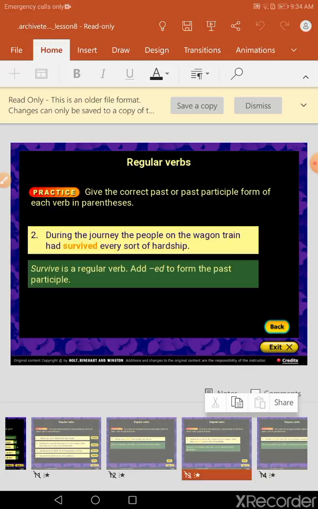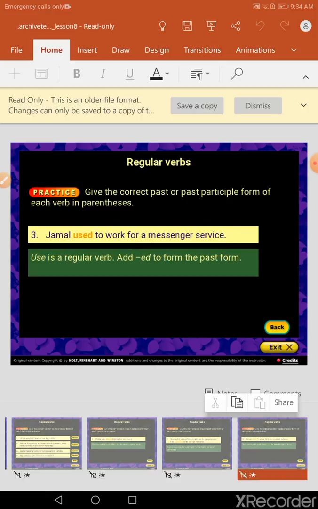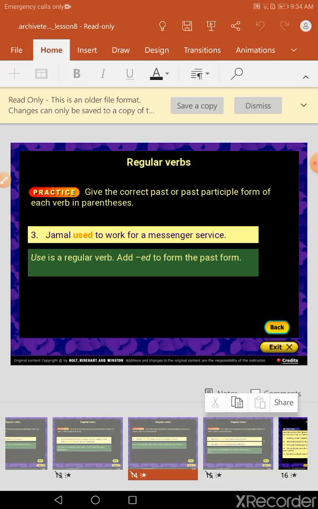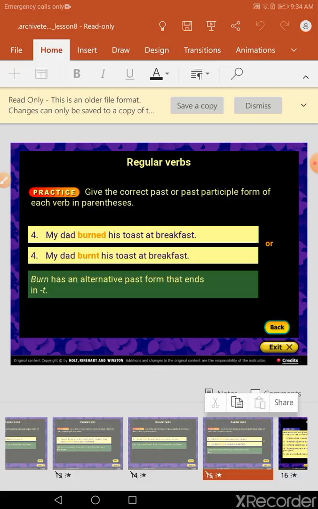The second example, during the journey, the people on the wagon train had survived, had plus past participle. Of course, survive is a regular verb, so add ed to form the past. So had survived. Jamal used to work for a messenger service. Use is a regular verb, so add ed to form the past. So Jamal used to work for a messenger service. The next example. Now give the correct past or past participle form of each of the verbs in parentheses.